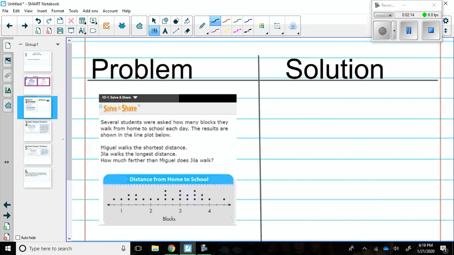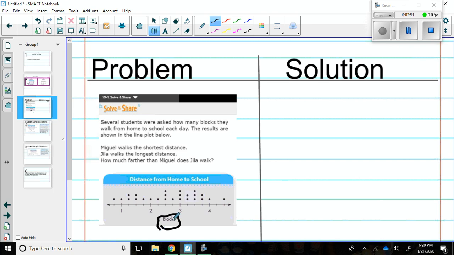Okay, in this problem, there's a little bit of a different approach than our typical word problems. It is a little hard because the information is displayed differently. So let's read over the problem so we can start to process and think about how we would solve it. First of all, it says several students were asked how many blocks they walk from home to school each day. The results are shown in the line plot below. I think we need to start to look at what the graph is showing. We know it's showing blocks.